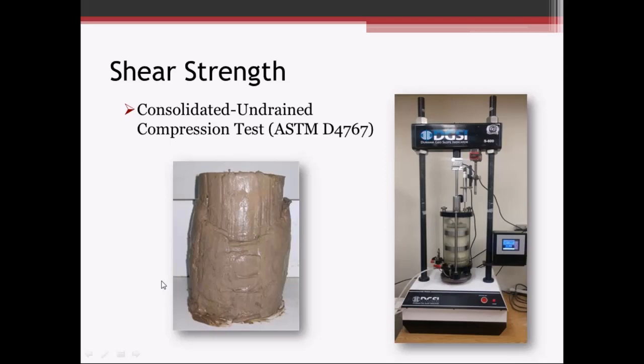The consolidated undrained compression test, commonly called the CU test. It's similar to the UU test in that the sample is placed in a flexible membrane and the chamber outside is filled with water. However, under this test, the sample is allowed to consolidate under a confining pressure. And after that consolidation is complete, then the sample is tested to failure. Because of the long time that some clays can take to consolidate, this test can take up to a couple weeks to perform.